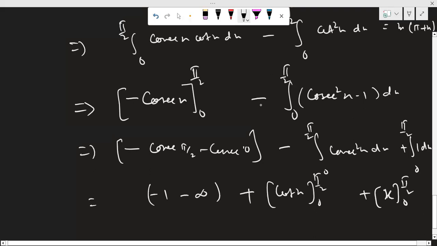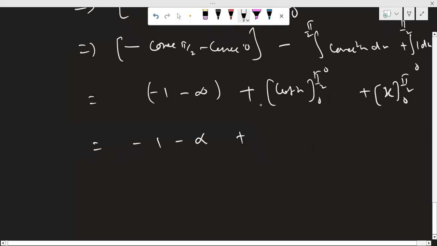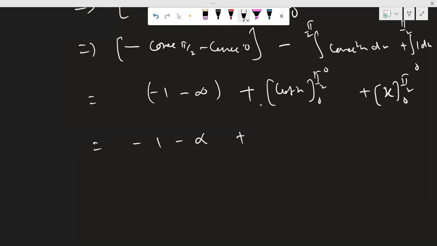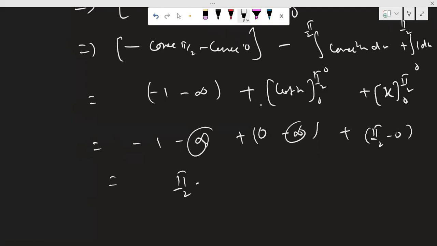So we have negative 1, then negative infinity, and again plus cot pi by 2, cot 90 is 0, and minus cot 0 is again not defined, and plus pi by 2 minus 0. See, this non-defined term, if we do not consider that, then we have pi over 2 minus 1, and that gives 1 over 2 times pi minus 2.